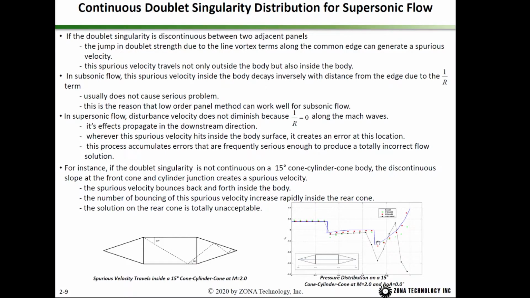The blue line is the exact analytical solution of the cone-cylinder-cone in supersonic flow, and the PAN AIR and ZONAIR here are two high order panel methods shown by the red and blue squares. Then you can see that they compare well with the exact solution. But if you use a low order panel method like USAERO, you can see the solution on the rear cone is totally incorrect.